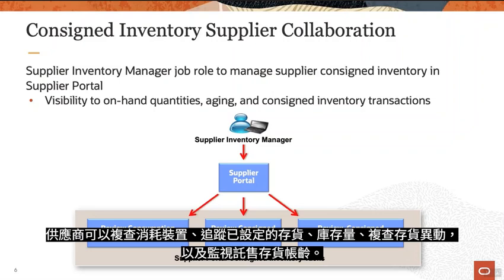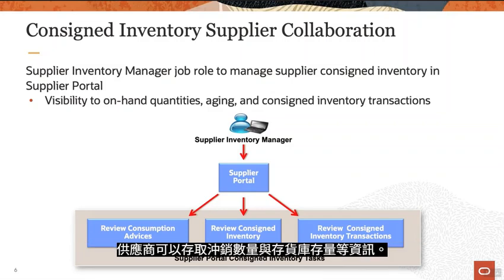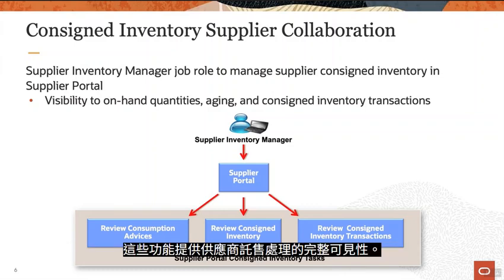Suppliers can review consumption advices, track consigned inventory on-hand quantities, review inventory transactions, and monitor consigned inventory aging. The Consigned Inventory Task Group is available on the Supplier Portal work area. This allows suppliers to easily navigate to all consigned inventory related tasks. Suppliers have access to information such as consumed quantities and inventory on-hand quantities. For example, how much consigned inventory does the buyer have on hand and how much has been consumed over the past month? These features provide the supplier with full visibility of the consignment process.